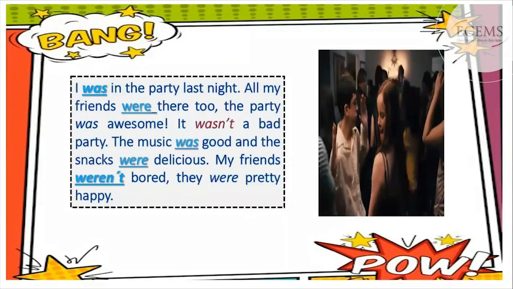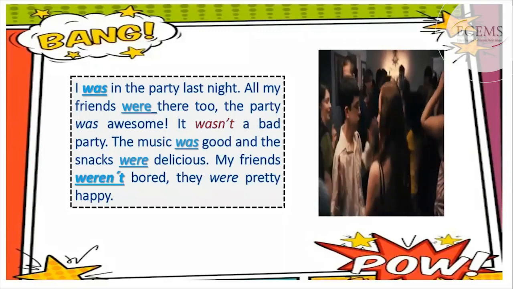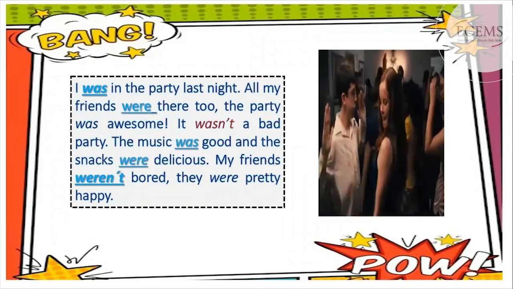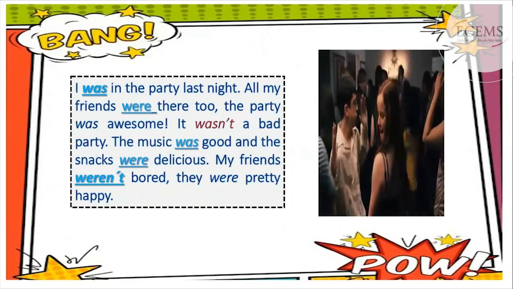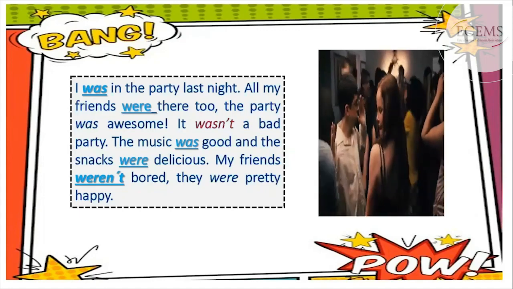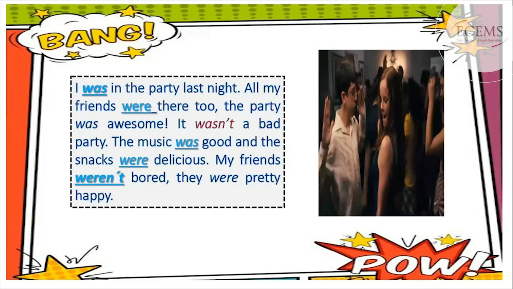I was in the party last night. All my friends were there too. The party was awesome. It wasn't a bad party. The music was good and the snacks were delicious. My friends weren't bored. They were pretty happy.